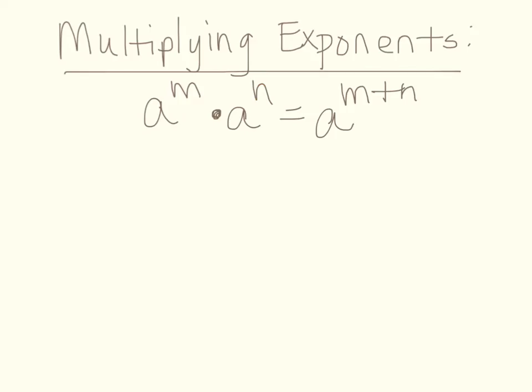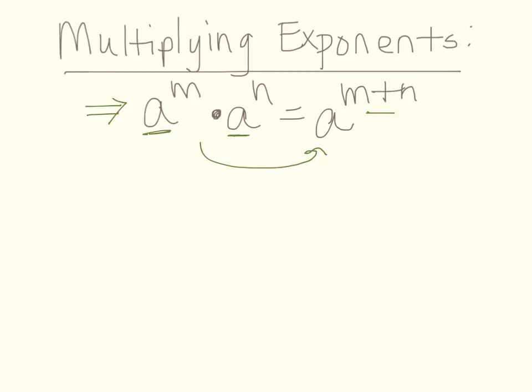So the first property I want to talk about is how to multiply exponents. As you can see up here from my example, when you multiply two like bases, so both of these have an a, so they're considered a like base, you keep that like base, you just carry it over, don't change it, but what you do to the exponents is you actually add them. So let's look at a couple examples.